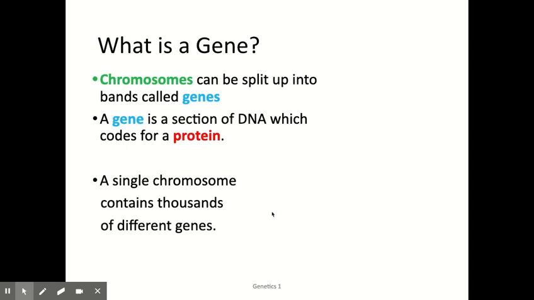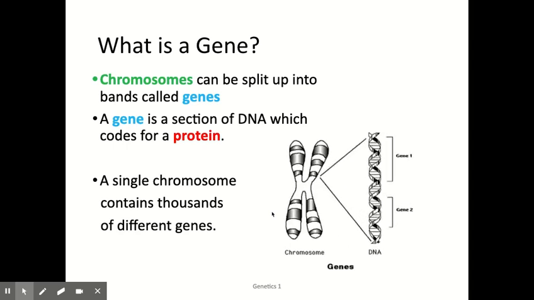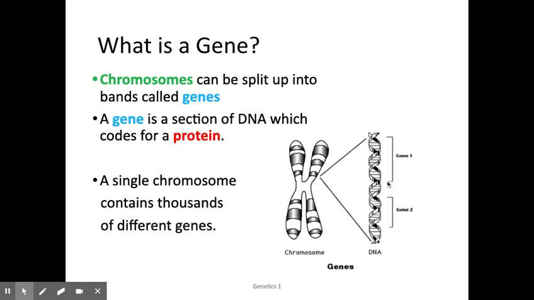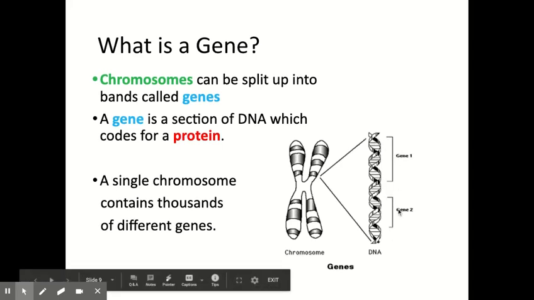So the nucleus contains chromosomes, which are made up of lots of coiled up DNA. Now, the DNA contained within the chromosomes can be split up into sections or bands, and these bands are called genes, just like this one here. So in this diagram of a particular chromosome and the DNA that makes it up, this is the chromosome, this is the DNA. If we uncoiled it, you can see that this bit of DNA contains two genes. So this section is called gene 1, and this section of DNA is called gene 2.